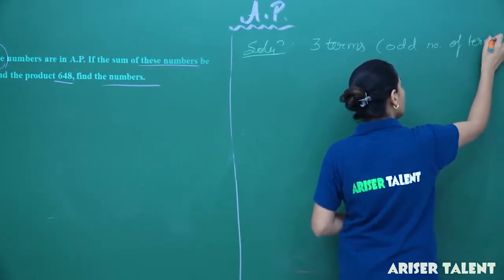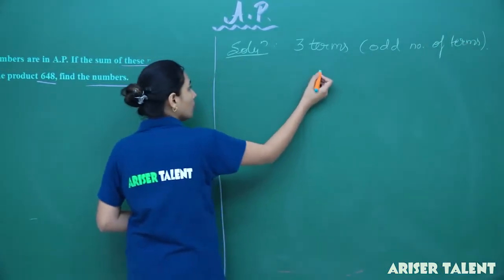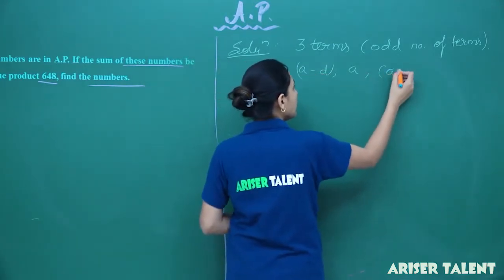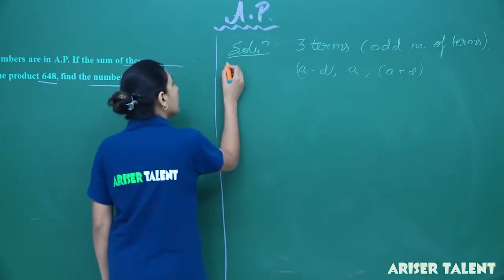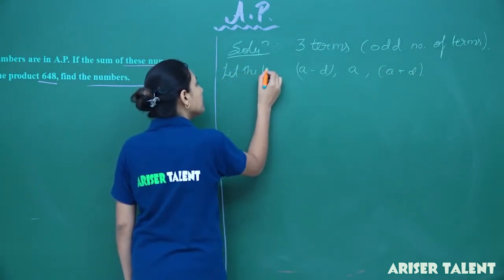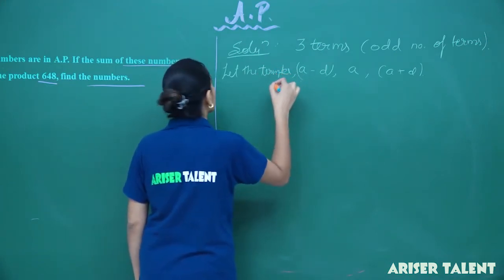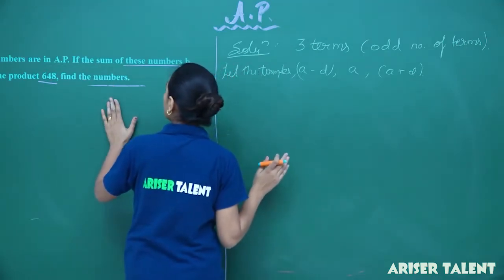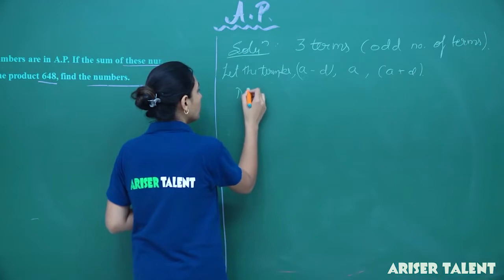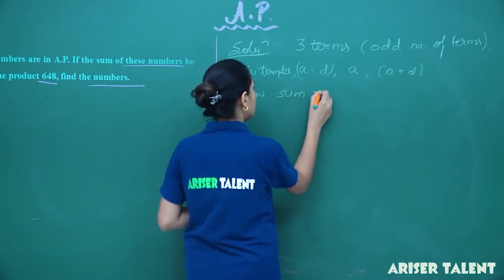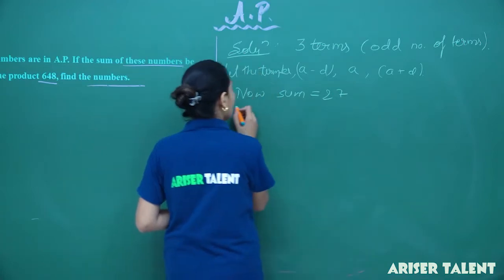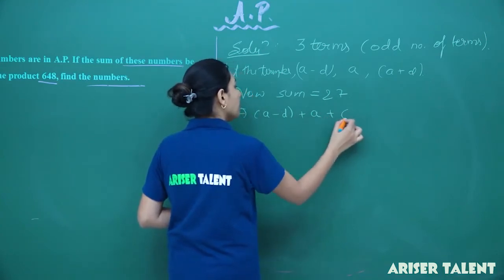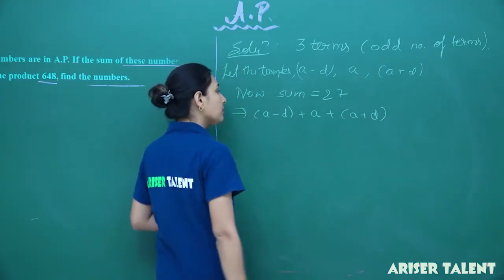So what will the supposition be? Tell me now. Let the terms be A minus D, A, and A plus D. These are in AP, so we will take this. Now we have been given the sum of these numbers. The sum equals 27, which implies A minus D plus A plus D equals what?